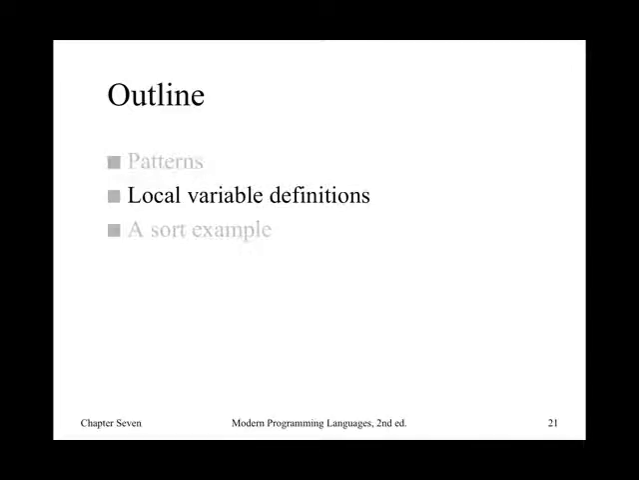Okay, we're almost out of chapter 7, getting really, really close. Patterns were kind of the majority of it. We're going to talk about local variable definitions.